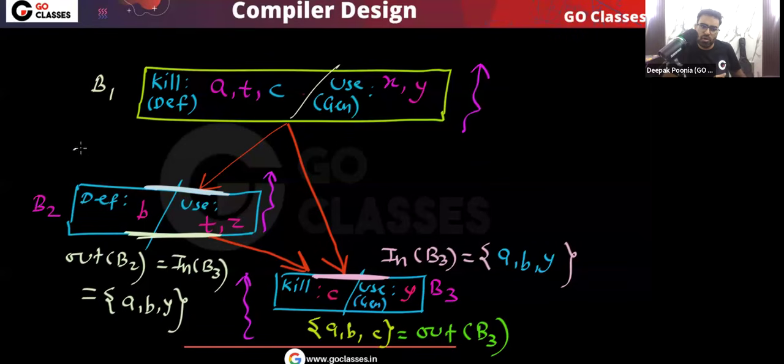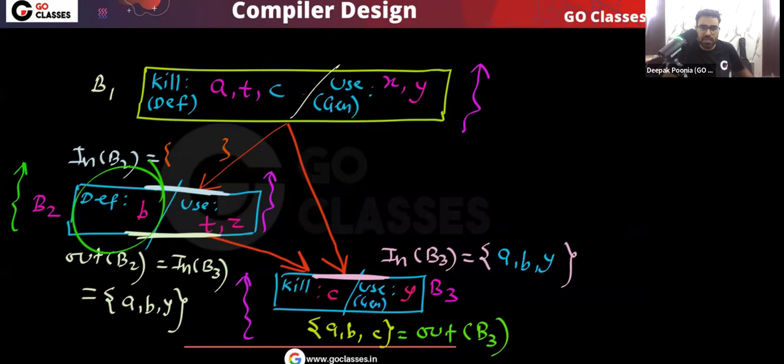For B2, what will be in of B2? At the entry point of basic block B2, which set of variables is alive? You can see that out of B2 is ABY. Now in the reverse direction, when you cross this B2, first B will be killed. Then TZ will be generated. So finally it will be AYTZ. Very simple. I hope you understood.